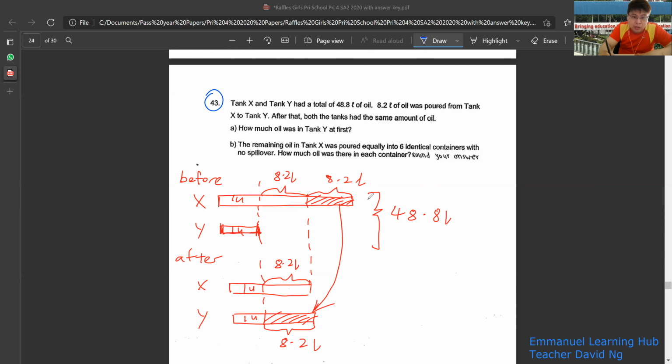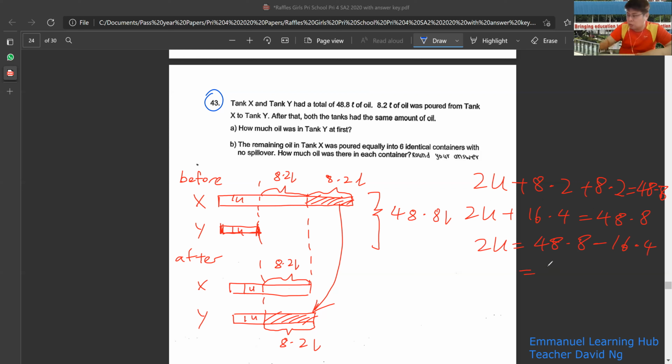Okay, this one altogether is 2 units plus 8.2 plus 8.2, right? Yeah. Equal to 48.8. Okay. So 2 unit plus 16.4 is 48.8. 2 unit is 48.8 minus 16.4. So 48.8 minus 16.4, you have 32.4.